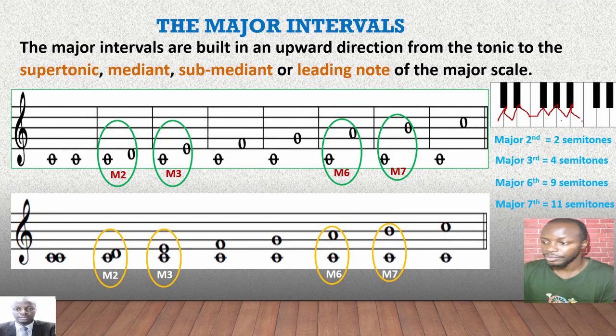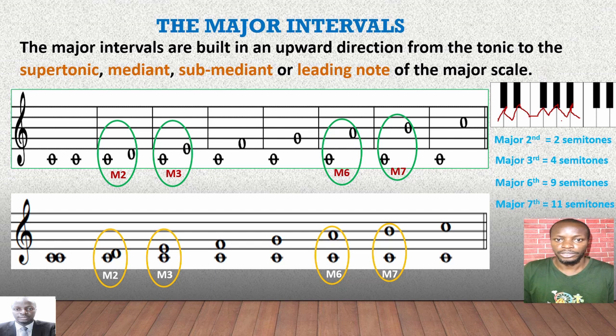In summary, a major second has 2 semitones, a major third has 4 semitones, a major sixth has 9 semitones, and a major seventh has 11 semitones, right? So a major second could be do re, or re mi, or fa sol, sol la, or la ti. They're all major seconds, right? A major third.